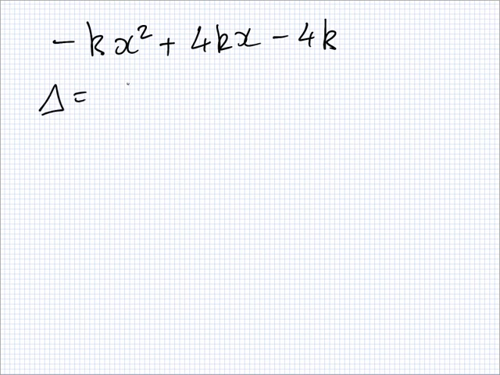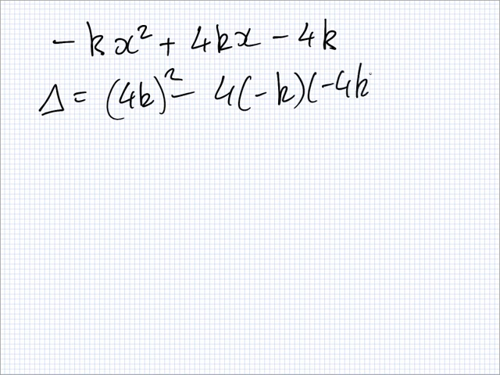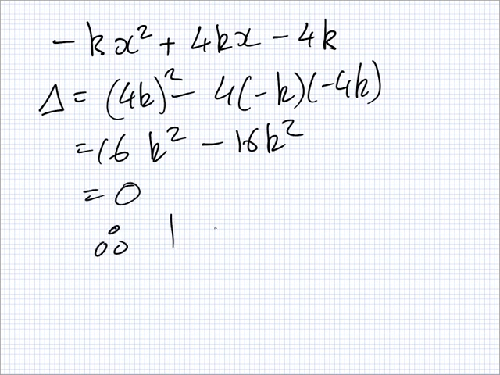Minus k x squared plus 4kx minus 4k. Right, discriminant is b squared minus 4ac, which is 16k squared minus 16k squared, which is 0. Therefore, one real root. Is it okay for you? Yeah?